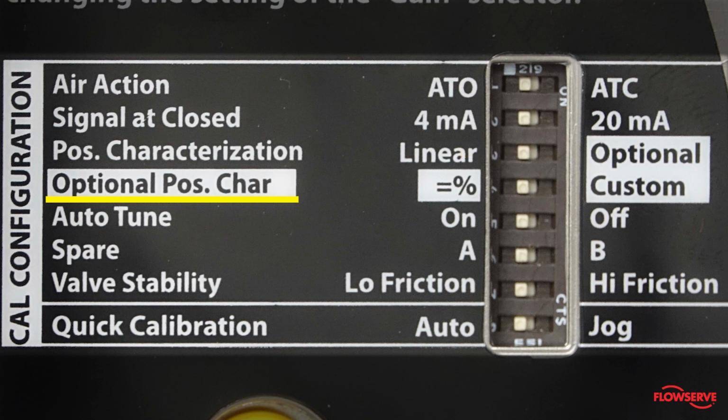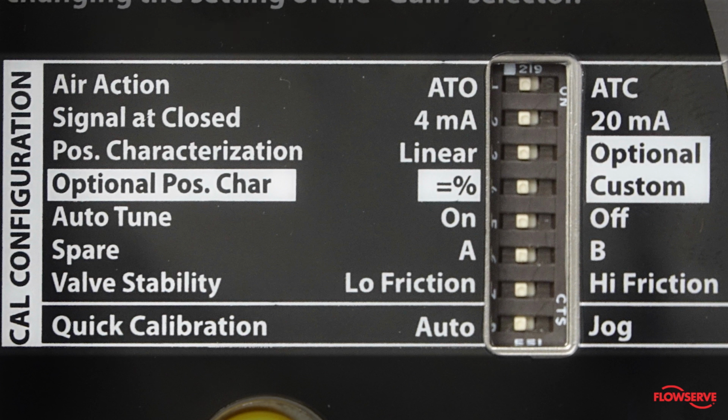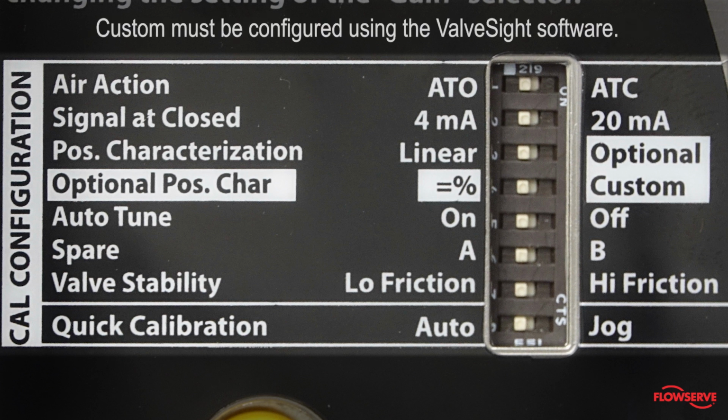The fourth dip switch, outlined in white, is the optional positioner characterization. This switch is only active when the previous dip switch is set to optional. It allows you to set your valve characteristics to either equal percent or custom as the setting is specified. Note, it is rare that equal percent positioner characterization is needed. This is almost always in the valve trim configuration. Custom is an advanced setting and must be configured using the valve site software.